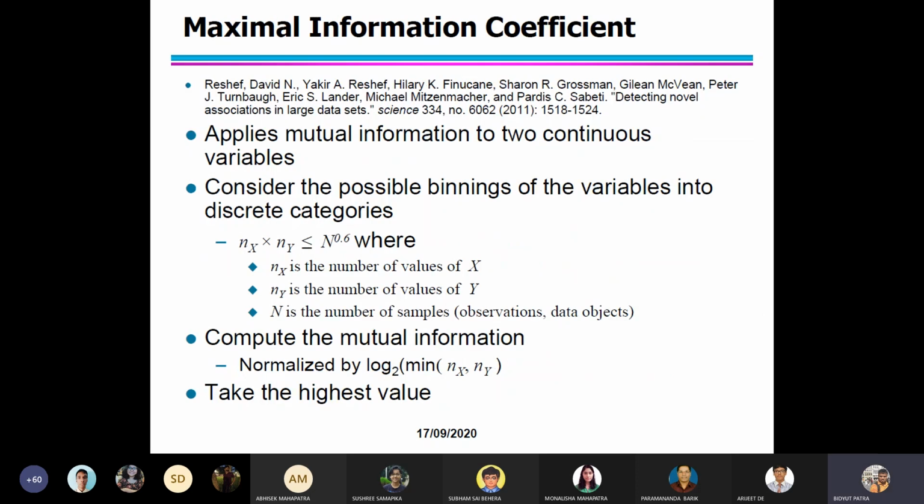As I said, it is really difficult for continuous attributes. You have to make different bins, then see the values, and then go with that. So this is the way for continuous attributes.